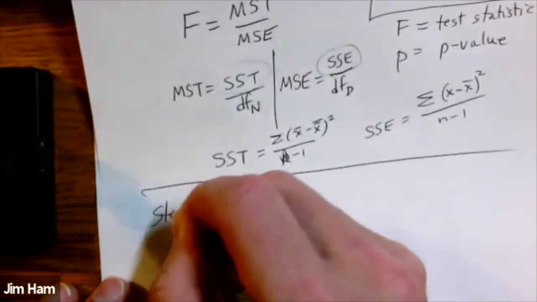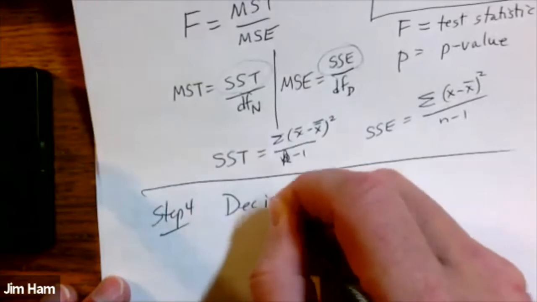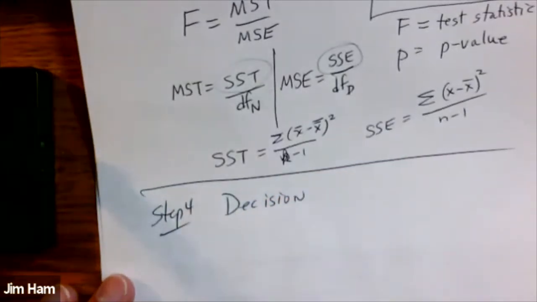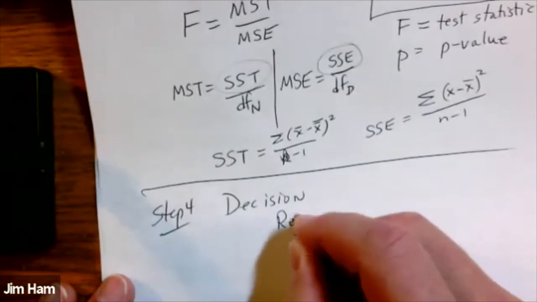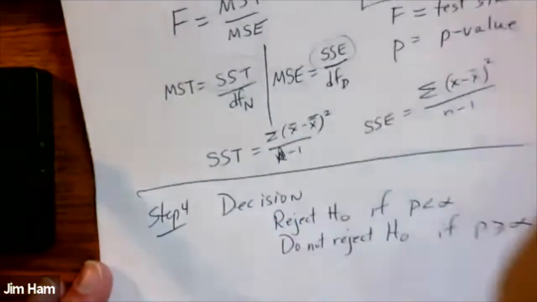Okay, step 4, make the decision. There's no difference here. You can make the decision using the classical approach, if the test statistic falls in the critical region or not, or you can use the p-value approach. And then the conclusion.